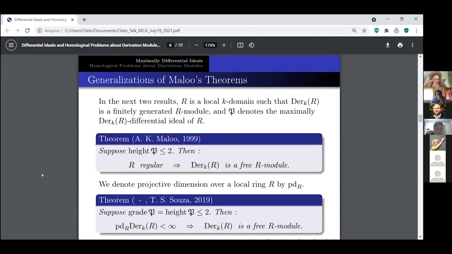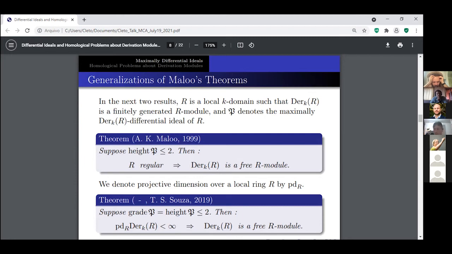And then 20 years later, jointly with Thiago Souza, we proved that if you replace this condition, R being regular, we don't need all finite modules to have finite projective dimension. It suffices to test the projective dimension of the derivation module itself. If it is finite, then the derivation module is free, provided that the grade of P is equal to the height of P, and again, at most 2. Note that this equality is hidden in the previous theorem, because a regular ring, of course, satisfies this equality for every ideal. Any Cohen-Macaulay local ring satisfies grade equals height for every ideal. So the key point is being at most 2, and in general, for this theorem, we need this equality.